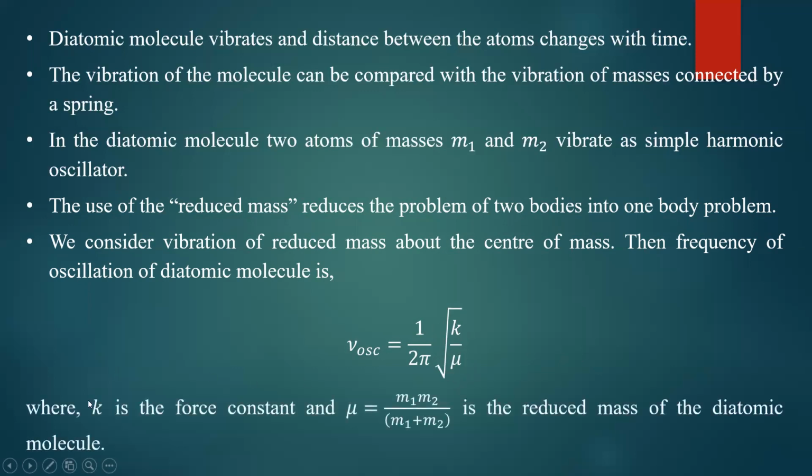molecule. K is called the force constant, just like a spring constant, and mu is called the reduced mass, which is equal to M1 M2 divided by M1 plus M2. It is called the reduced mass of the diatomic molecule. So this is the frequency of oscillation of the diatomic molecule by considering the reduced mass. Once you find the frequency, we can easily find the energy of oscillation.